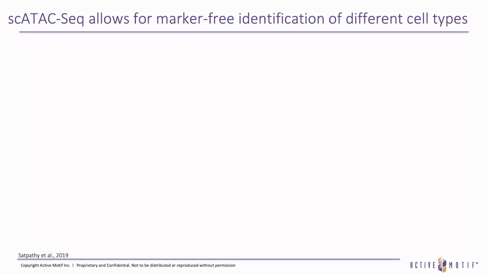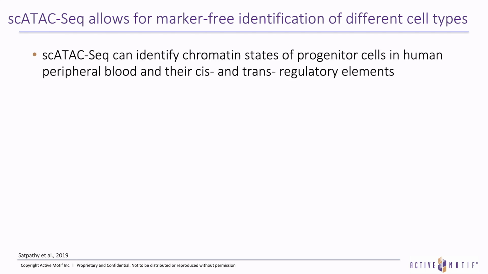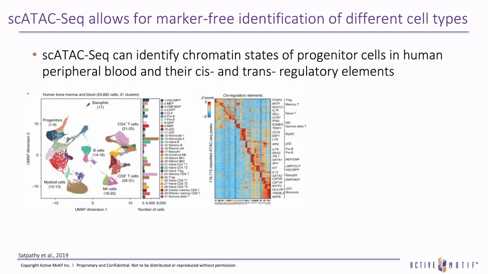One example in which single-cell ATAC-Seq can aid in these types of experimental questions is that it can allow for marker-free identification of different cell types. In this study, the authors were trying to understand how single-cell ATAC-Seq can be used to understand the chromatin landscape during human hematopoiesis. Human bone marrow and blood were collected and single-cell ATAC-Seq was performed. What the authors found is that they were able to identify 31 different cell types or cell clusters that corresponded anywhere from early progenitors to end-stage cell types.